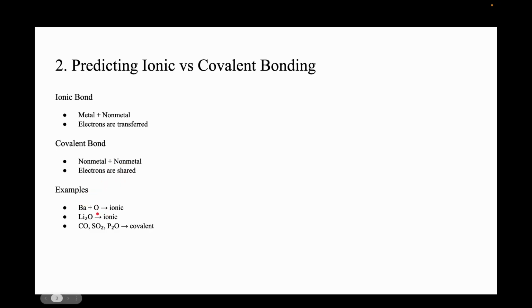And just a couple examples: barium plus oxygen is ionic, lithium plus oxygen is ionic, but over here we have our covalent bonds. We can see that all of these are nonmetals: carbon plus oxygen, sulfur plus oxygen, and phosphorus plus oxygen.